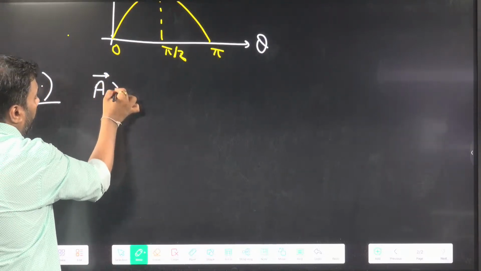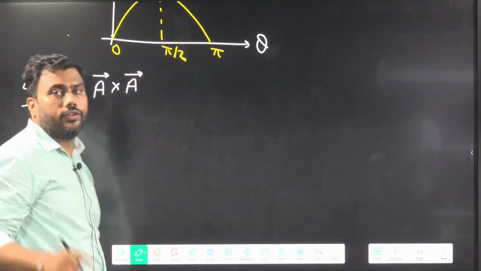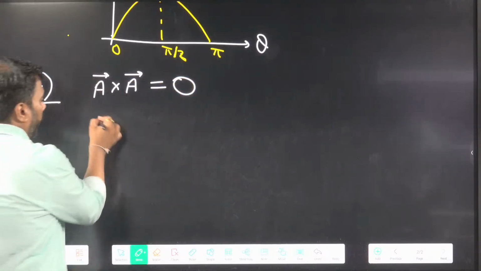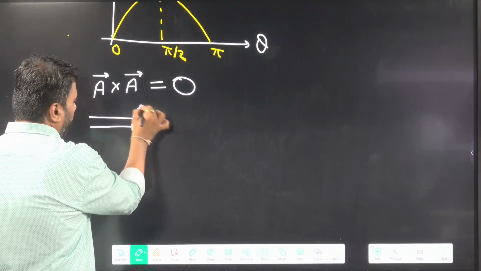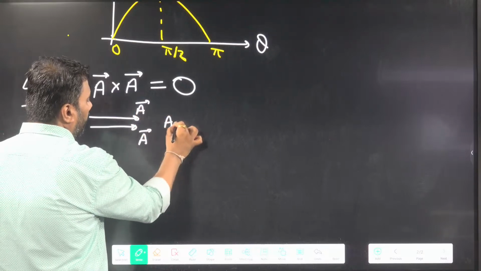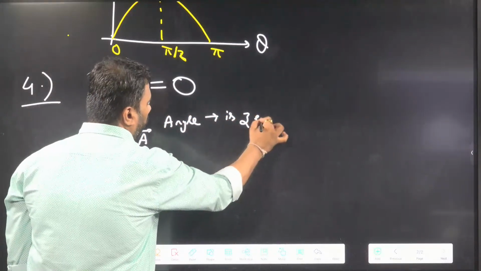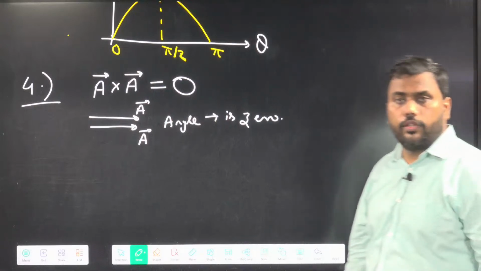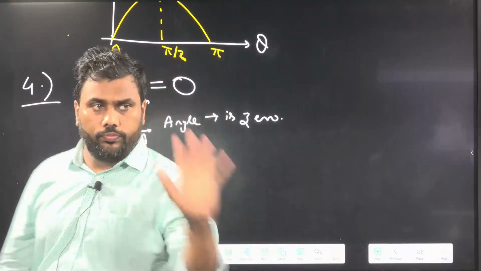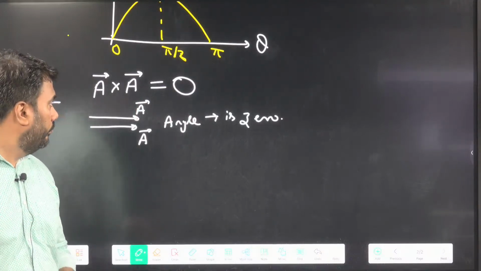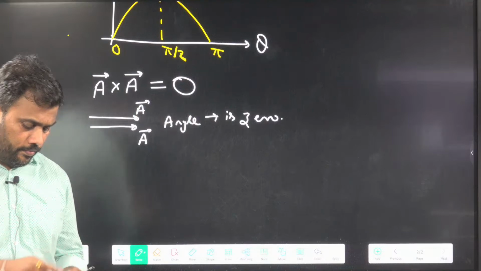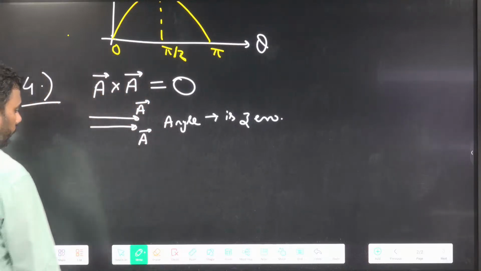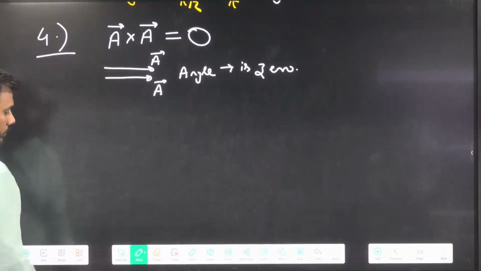The cross product of a vector with itself, A cross A, is 0. Why? Because the angle between a vector and itself, if you draw two A vectors, is 0, and sin 0 is 0. So the cross product of A with A is 0, and of B with B is 0. Note this property: the cross product of a vector with itself is 0, because the angle of a vector with itself is 0.